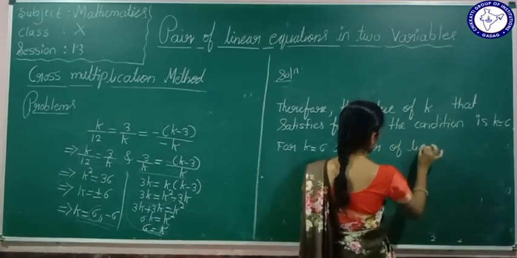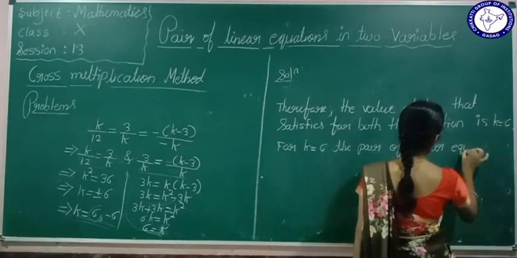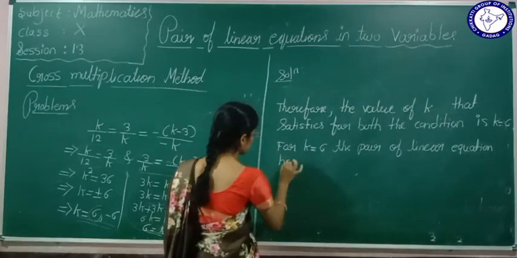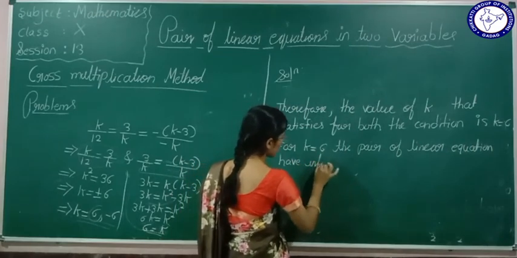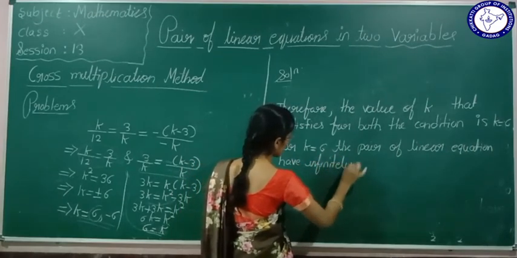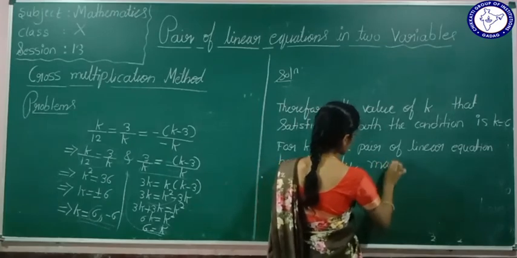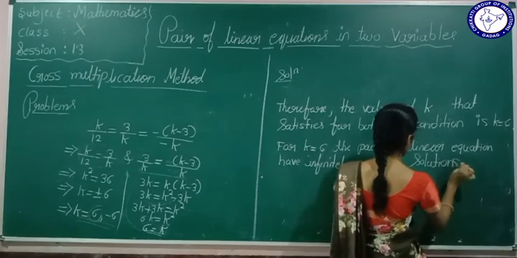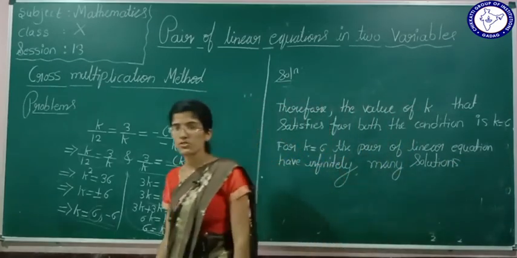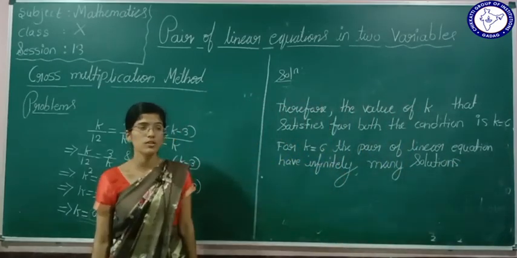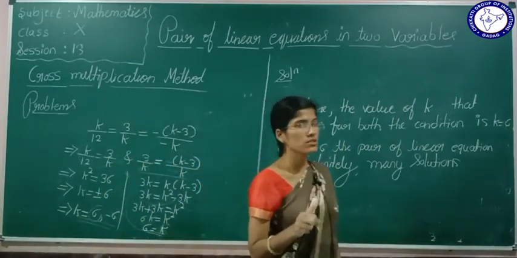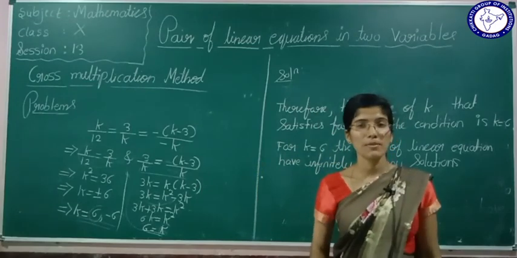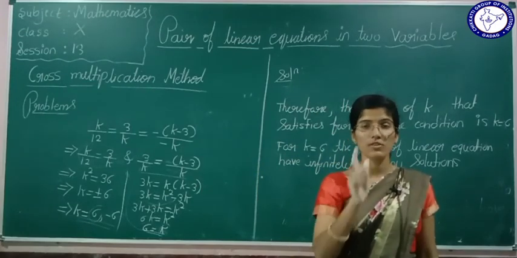The pair of linear equations have infinitely many solutions. Okay. So just what you have to remember, what I told: for a pair of linear equations, when the pair has unique solutions, infinitely many solutions, or no solutions, you have to remember the conditions for that.